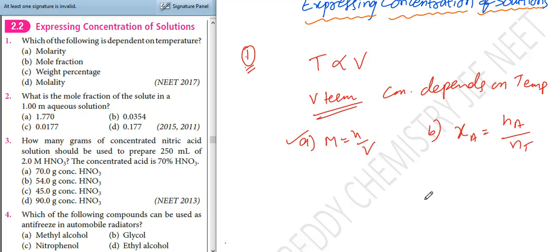Here there is no V, no volume. Okay, so it does not depend. C, weight percentage, mass by mass, so not dependent. Then molality is also not dependent. Okay, so the answer is A.